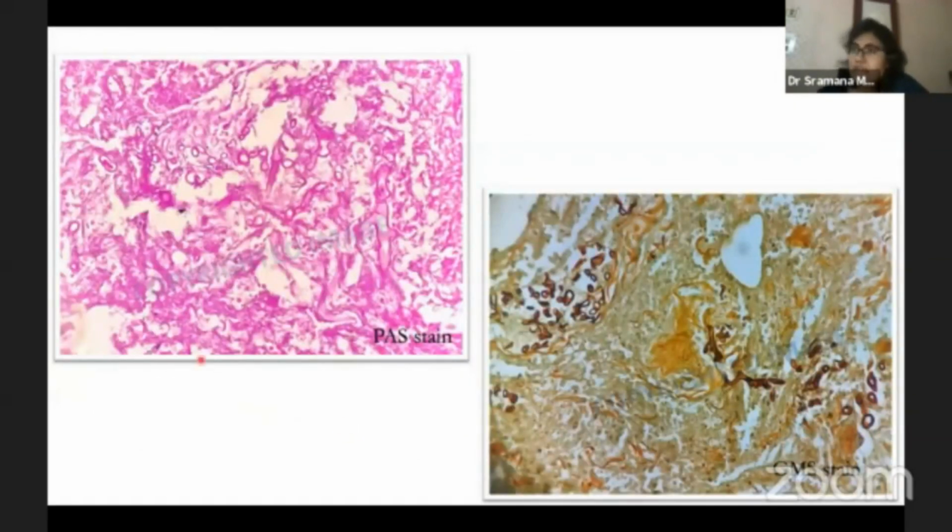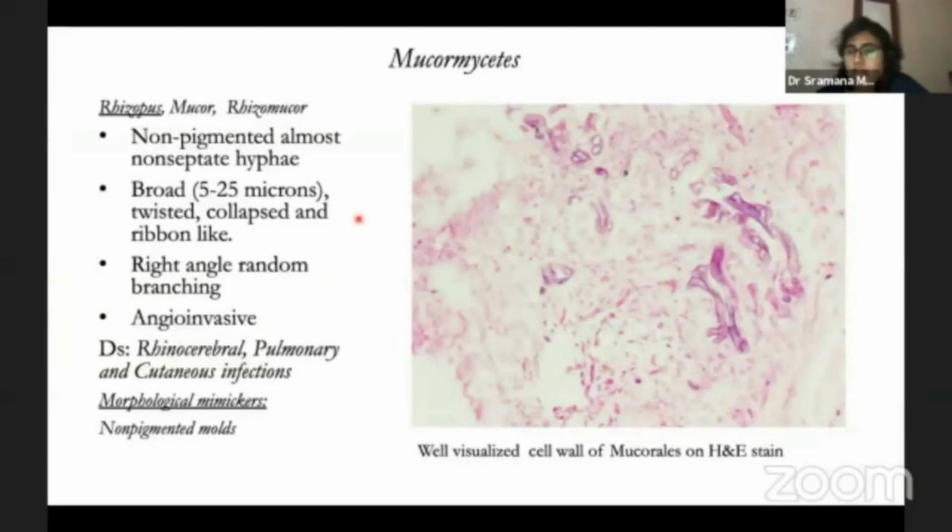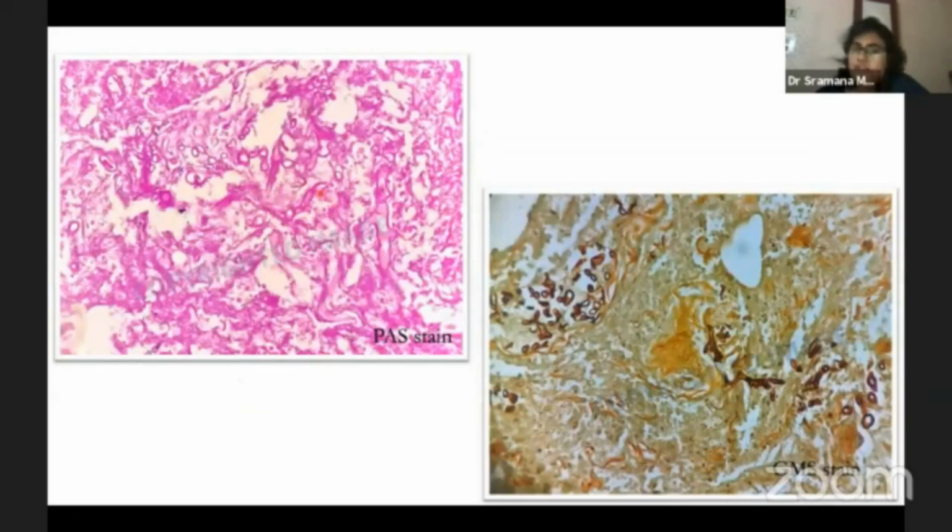Now, this is a PAS stain for the same case. Not much extra information. What we were seeing on the H&E is almost the same. In fact, the H&E was better. But on the GMS stain, we see them brightly enhanced, standing out in a background of light green dye. But one thing noticeable here is that Gomori methenamine silver stain is a stain where fungi usually pick up a black intense color. But here the color is brown. So this is something which one needs to remember.